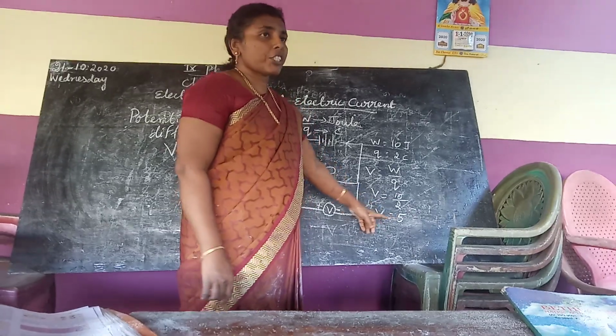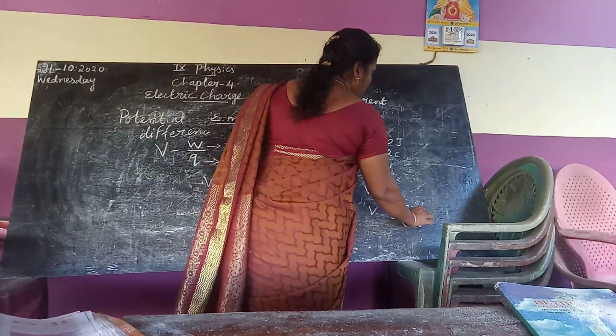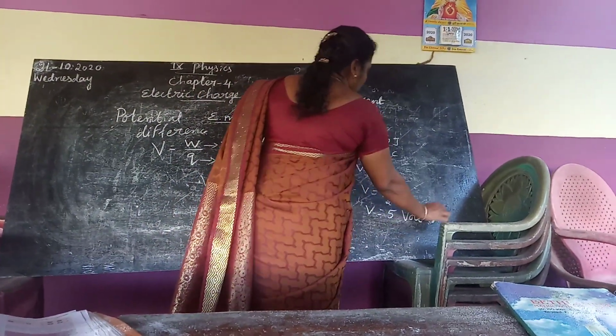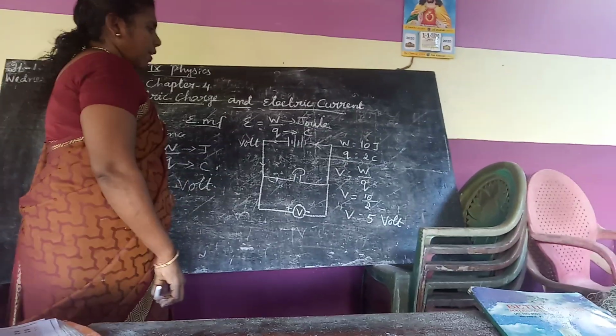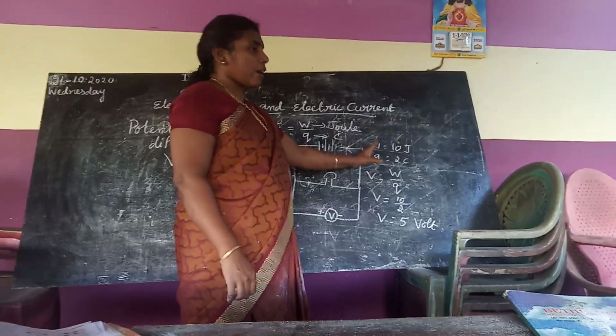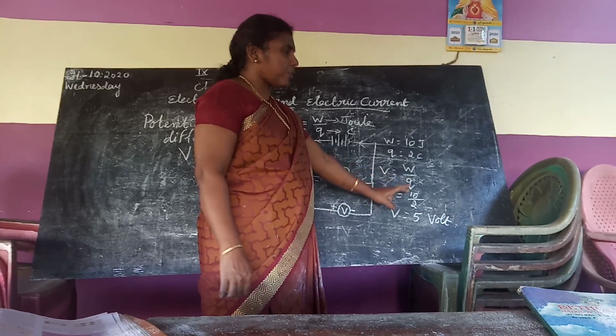What is the unit of potential difference? Volt is the unit of potential difference. So you will get the value 5 volt. When this kind of formula problem comes, just write the formula and calculate.